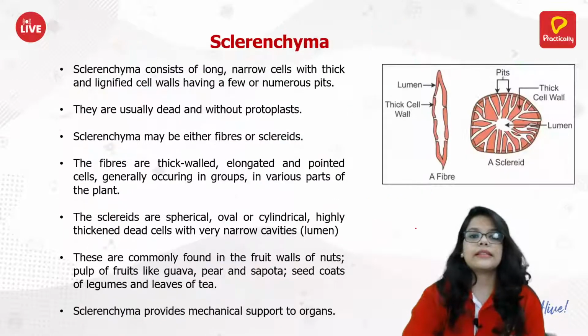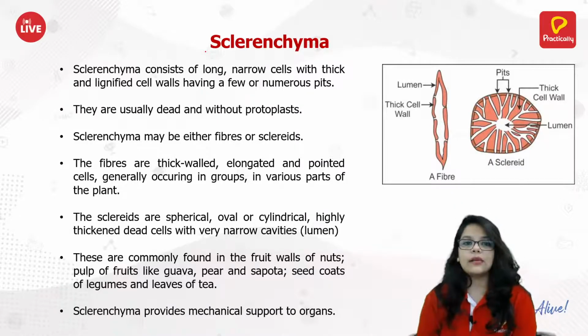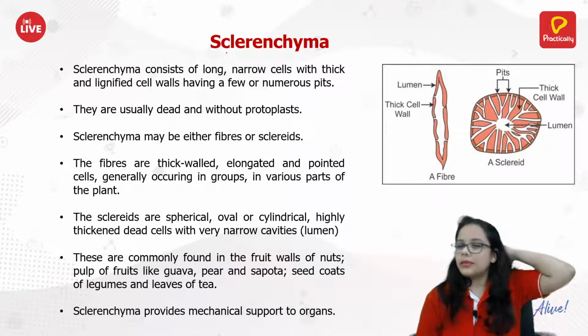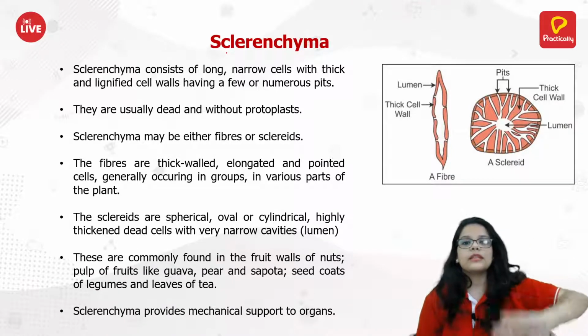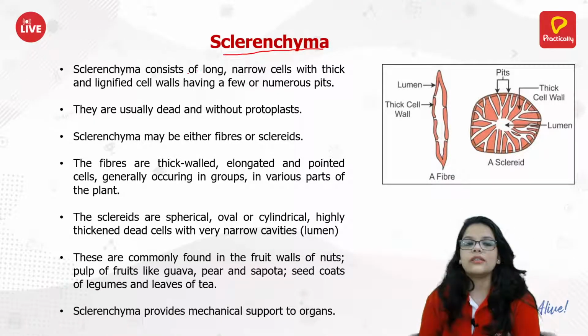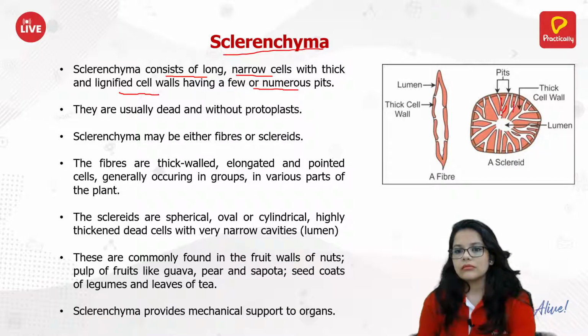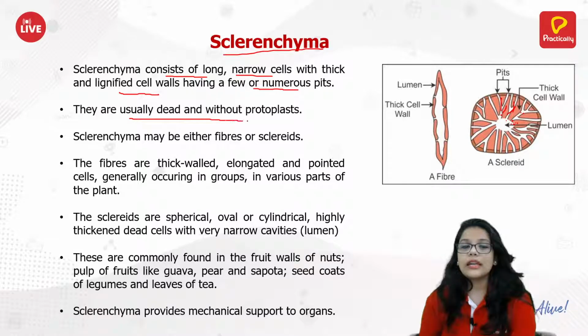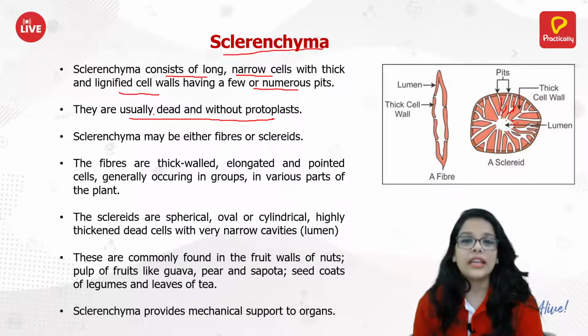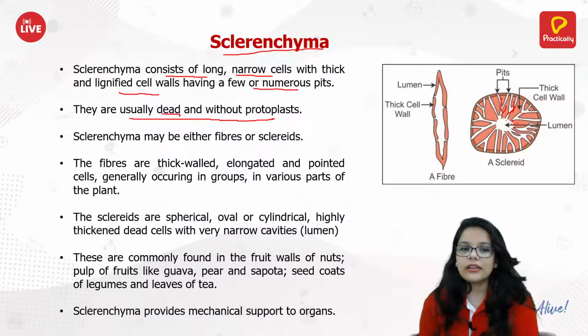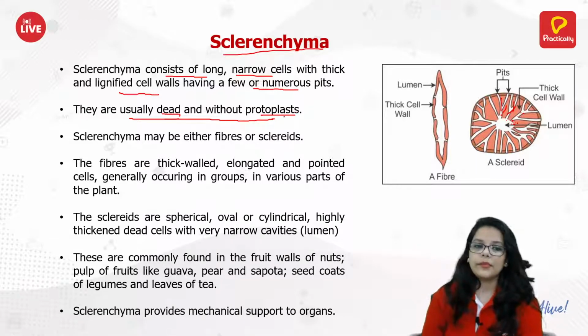Okay. Next. Now there is Sclerenchyma. Those cells are a bit similar in nature, but Sclerenchyma, as you can see, is totally different. Sclerenchyma consists of long, narrow cells with thick lignified cell walls having numerous pits. See, they have pits in between. They're usually dead without any protoplast. There's no protoplast, there are no organelles. They're dead, so how will they have organelles?